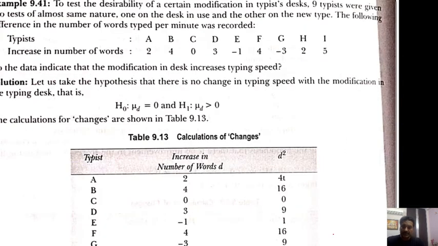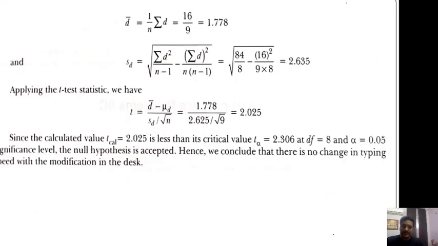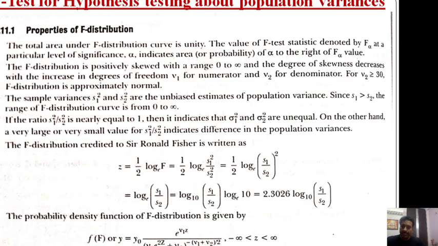This is another example I have given you for practice purposes. You can check it. Okay. Now come to the F test. F test for hypothesis testing about population variances. So the F-test is used to test the variances of two populations.